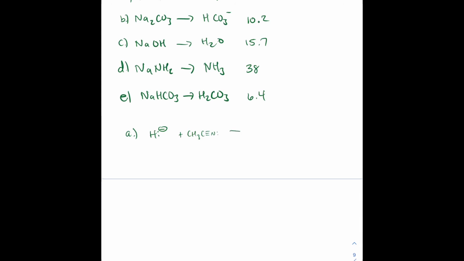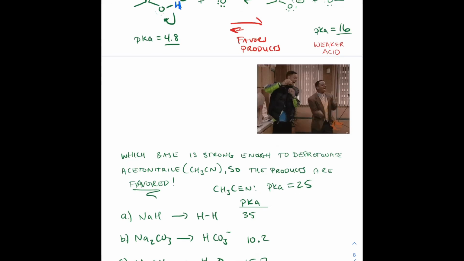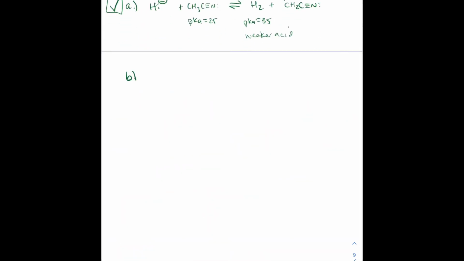So let's do A first. The hydride plus acetonitrile goes to H2 and this conjugate base. Now, basically, write out the pKa's. pKa is 25 for acetonitrile, that's given. pKa of 35 for H2. That is the weaker acid, so this reaction will proceed. Gotta do that Carlton dance.